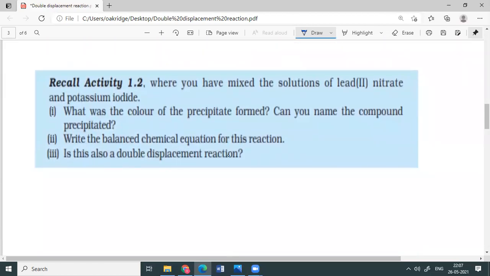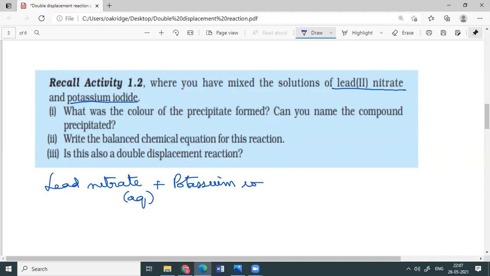So you have to mix two solutions. One is lead nitrate and the other is potassium iodide. Okay, lead nitrate. So it's a solution, children, so aqueous, I'll write here, and potassium iodide. So how will you solve this? How will you interpret what is the product?